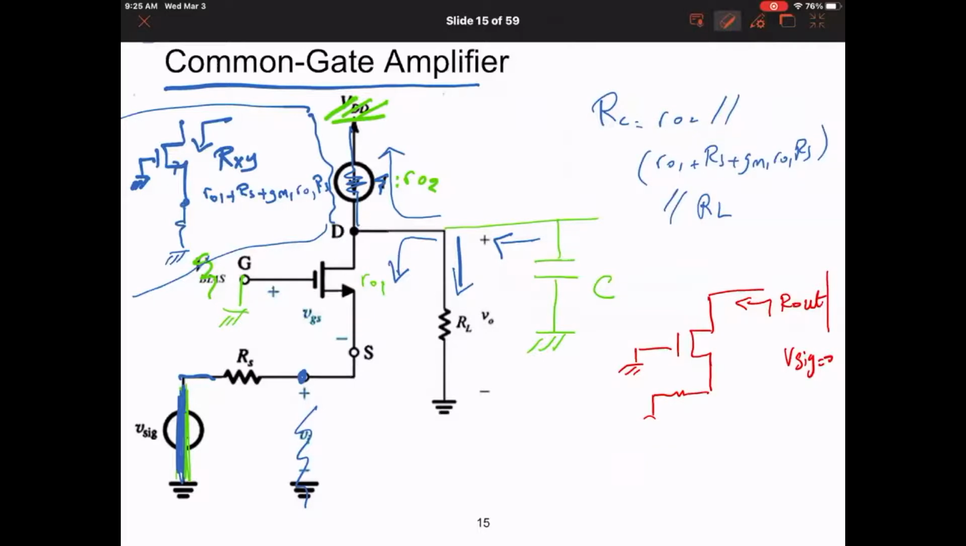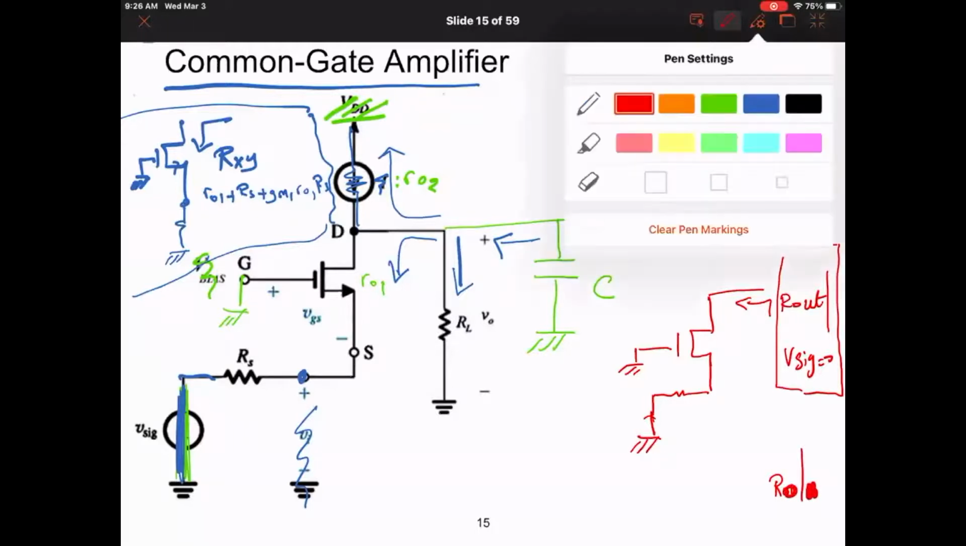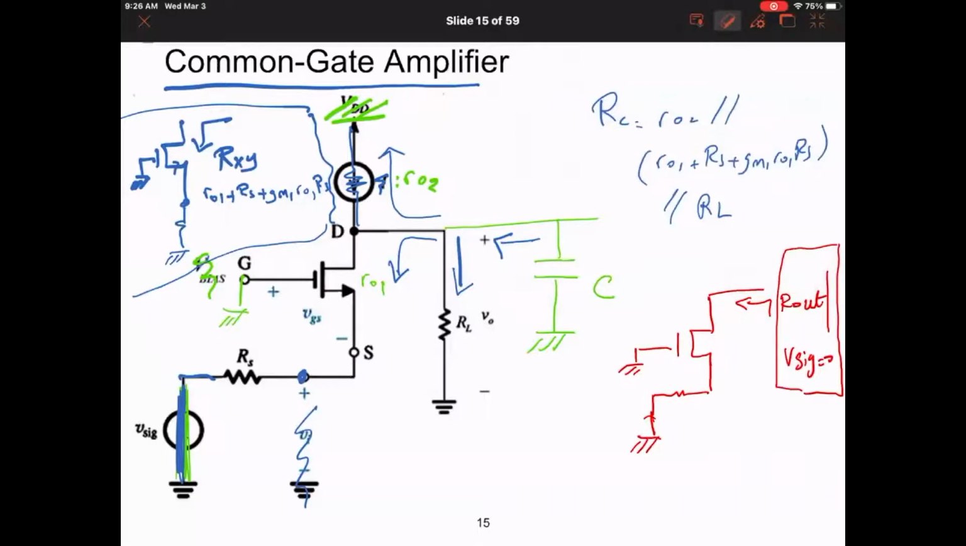So I keep RS. Okay. So when I set VSIG to 0, for terminology I call this resistance R out, when without RL. When I want to calculate RO, it is when Vn equals 0. So RO is when Vn equals 0 and R out is when Vsig is equal to 0. Now, this is just pure terminology.